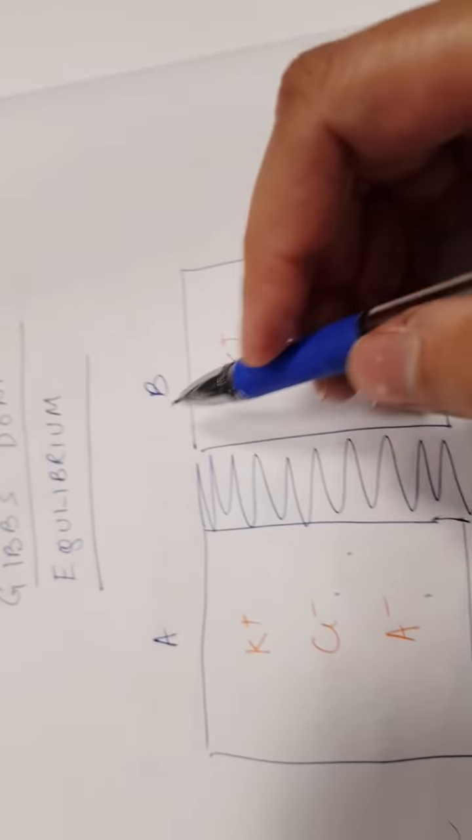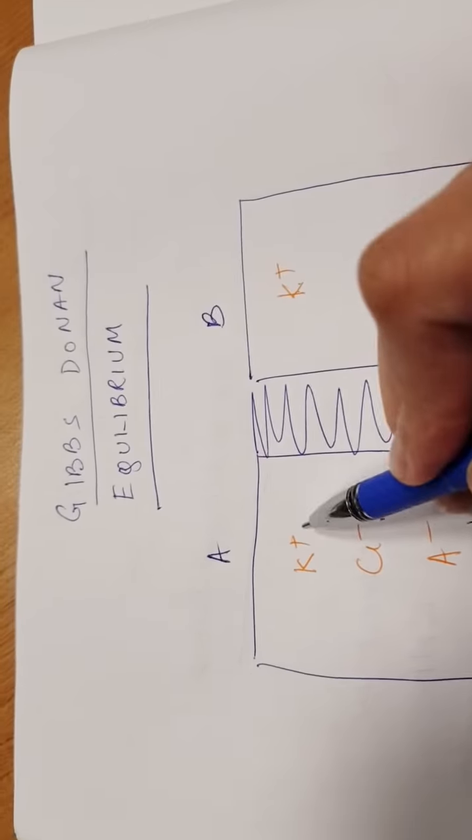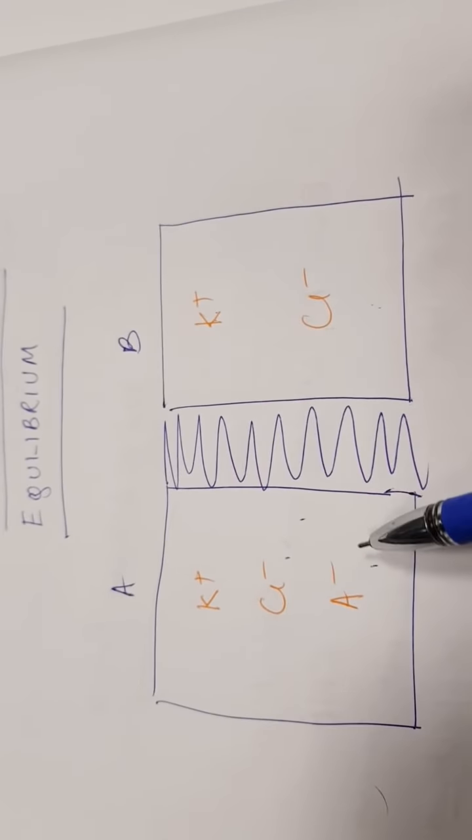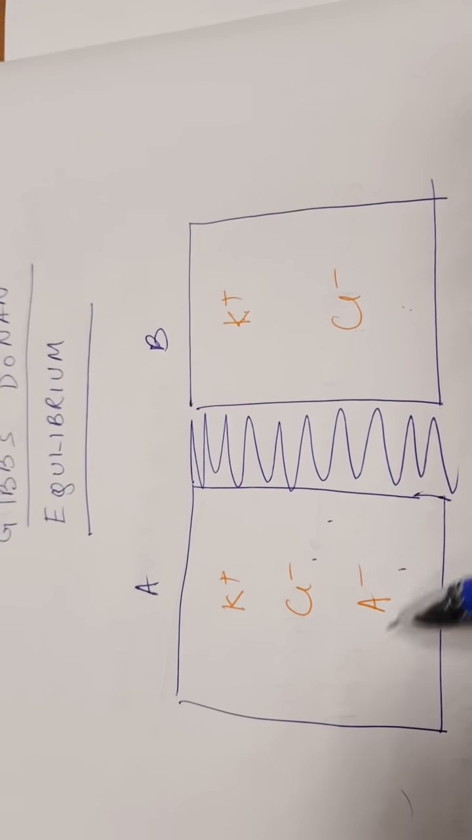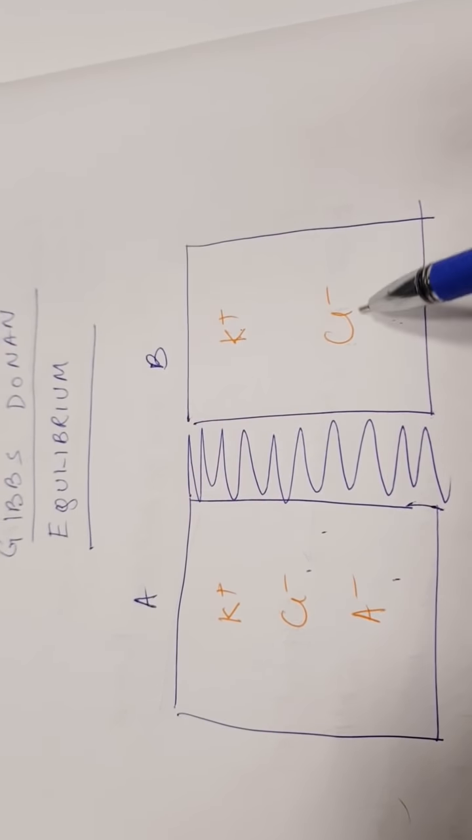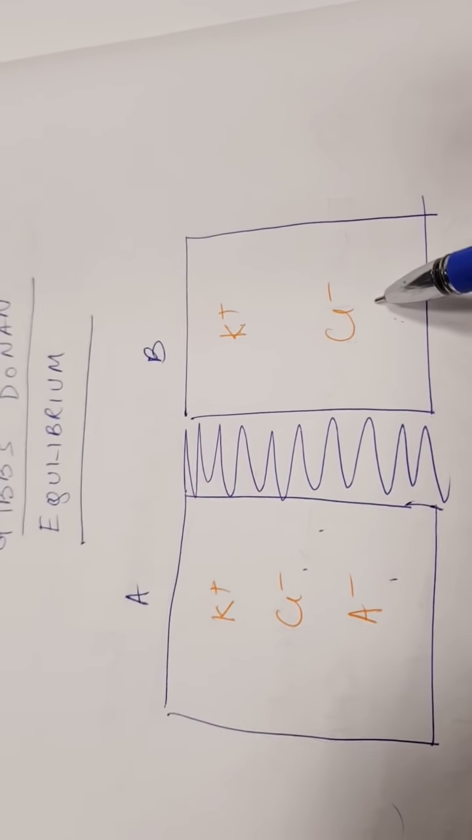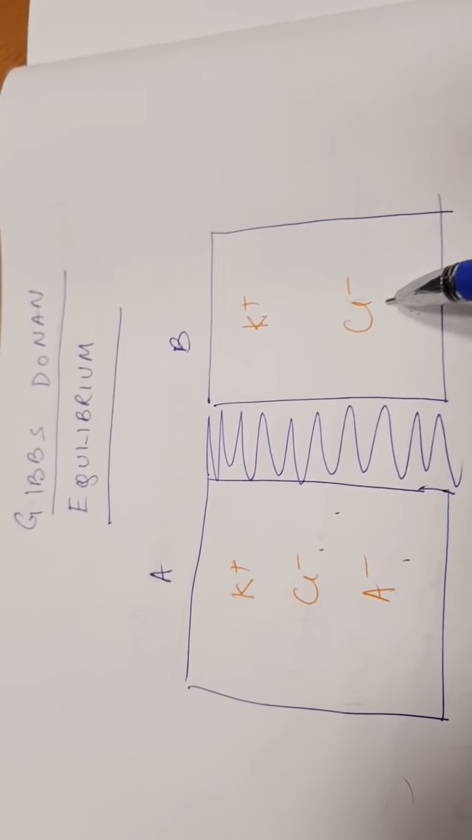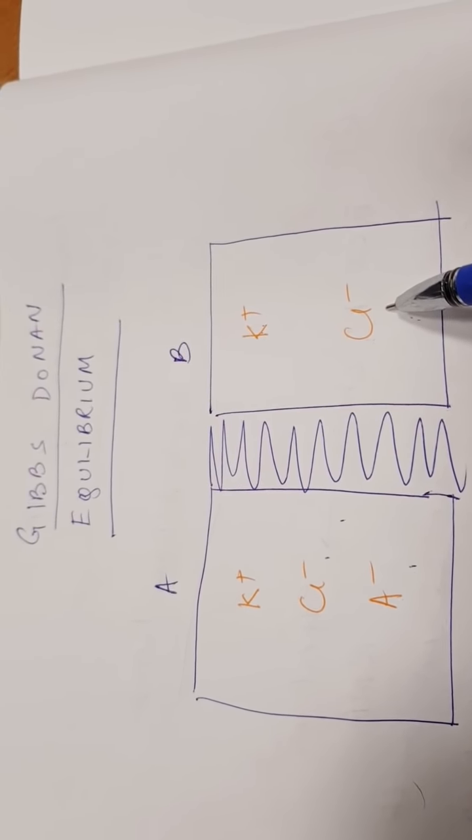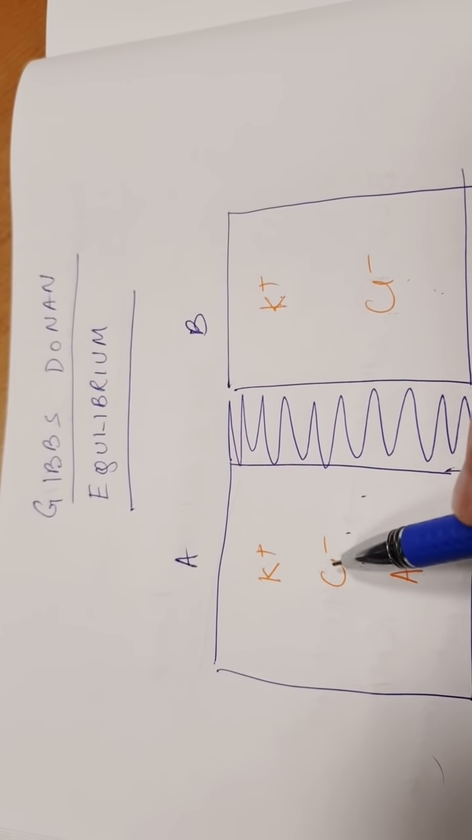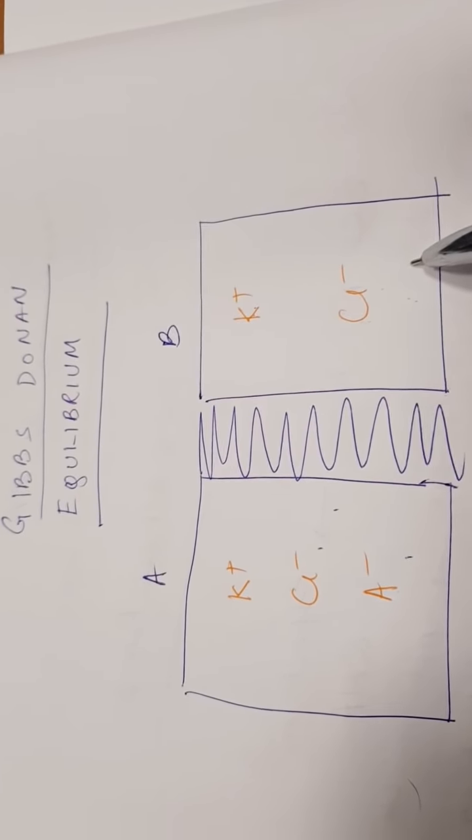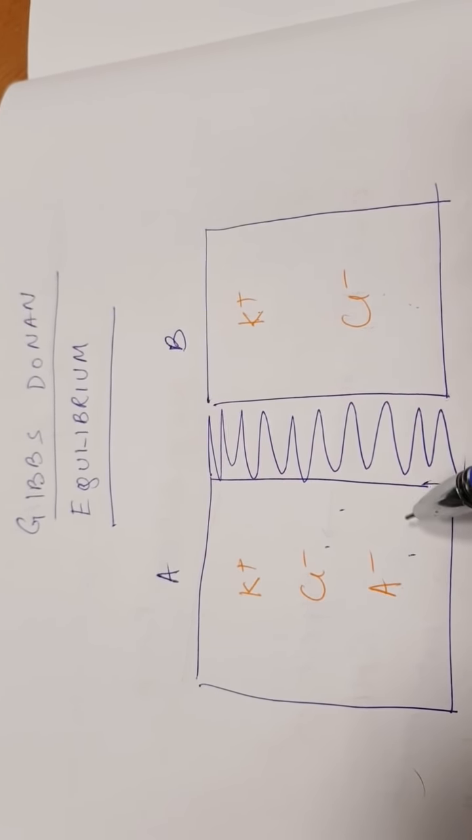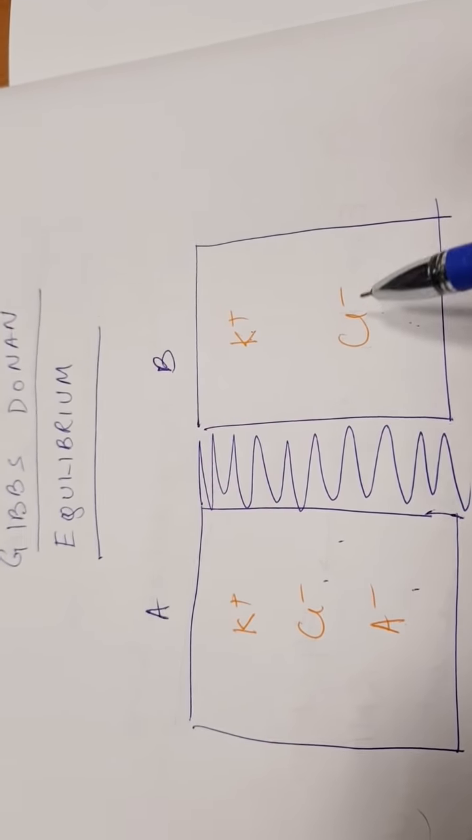because here there is potassium here and potassium here, only one type of cation. But for anion, compartment A has two types of anions, while compartment B has only one type of anion. Chloride plus anion is equal to chloride. So this implies that the chloride in A is less than the chloride in B. Okay, so compartment A has less chloride, compartment B has more chloride.